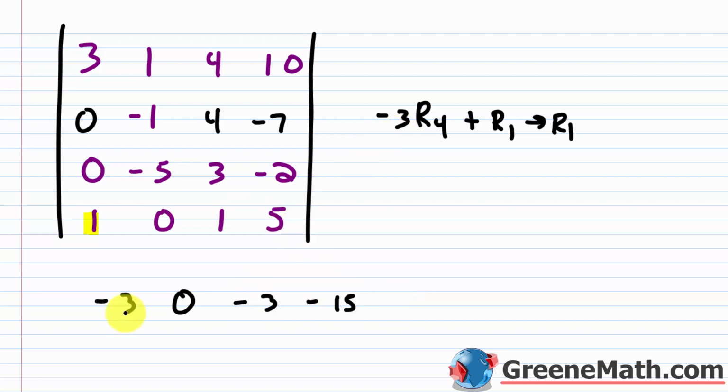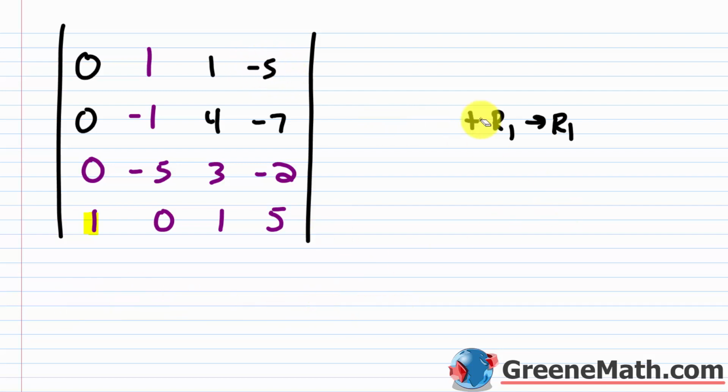Adding, negative 3 plus 3 is going to be 0. And we know that 0 plus 1 is still 1. Negative 3 plus 4 is 1. And then if we do negative 15 plus 10, that's negative 5. Okay? So good to go there.